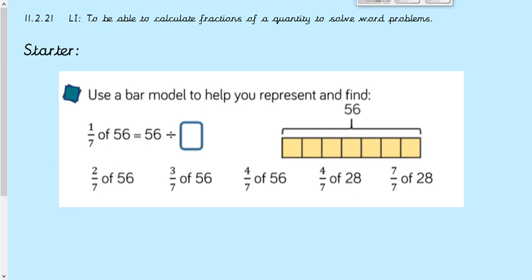Have a look at the starter, see if you can have a go at it, and then we'll go through the answers together. If you're not sure about the starter and you want me to go through it with you, then don't pause the video, we'll go through it now.